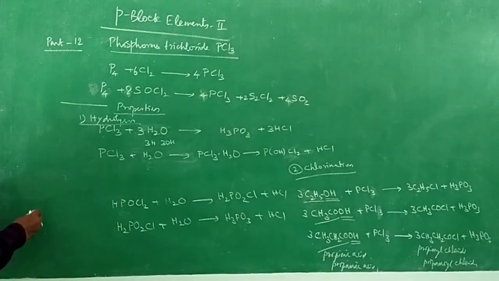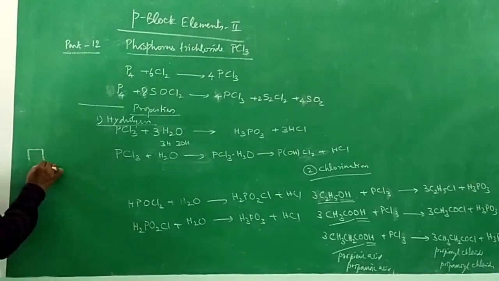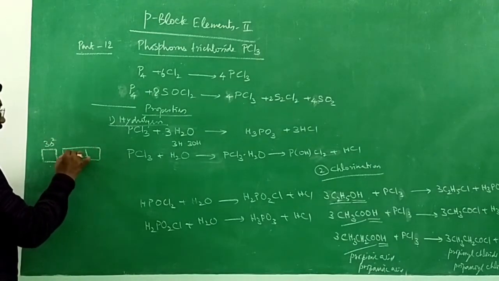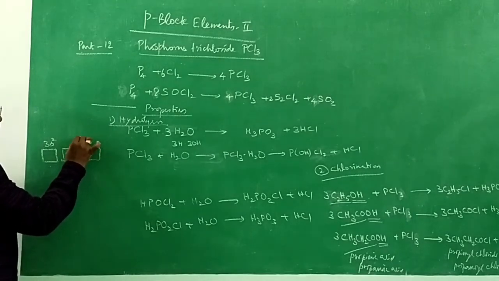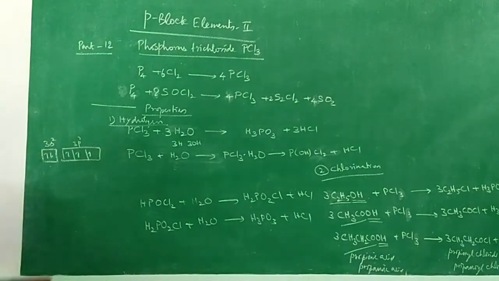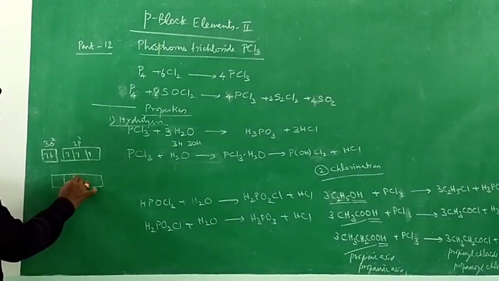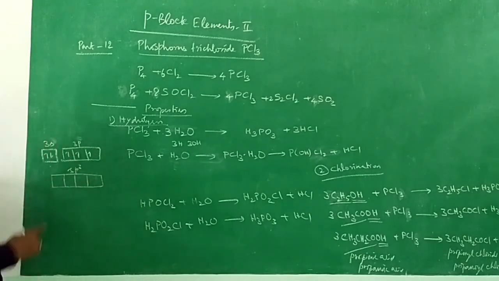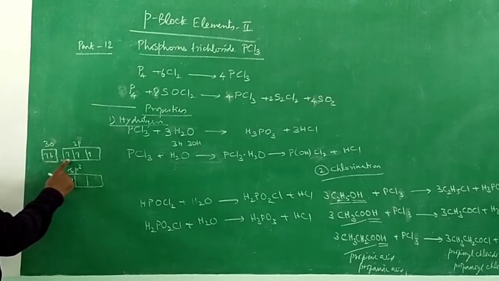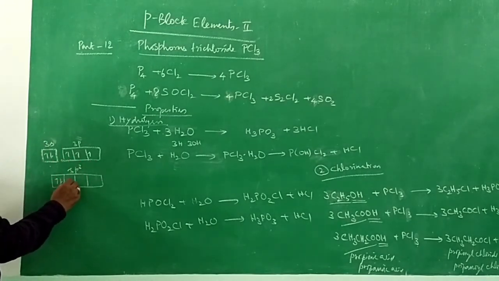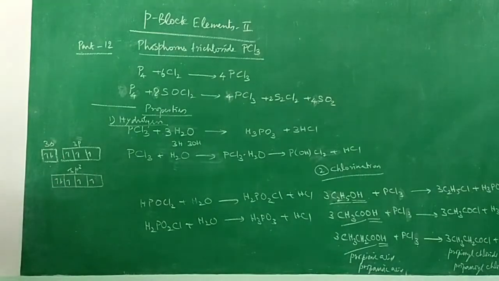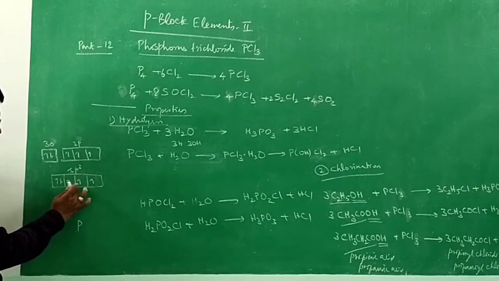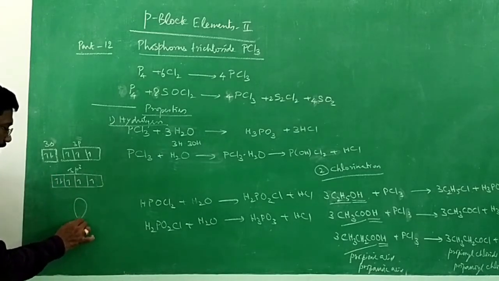Then regarding structure, for phosphorus we have seen the electronic configuration, 3s2 3p3. It undergoes hybridization to give sp3 hybridization. One s orbital and 3 p orbitals get combined to give 4 equally energized orbitals. Into that, electrons are filled like this. Therefore, phosphorus in the outermost energy level has 3 singly filled orbitals and 1 lone pair. So, 1 lone pair will be at the top.